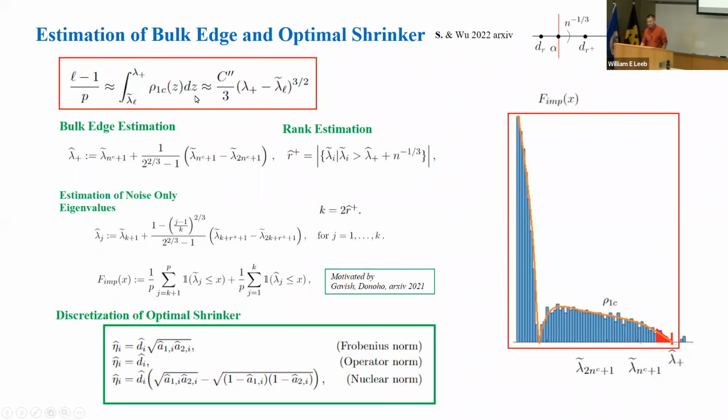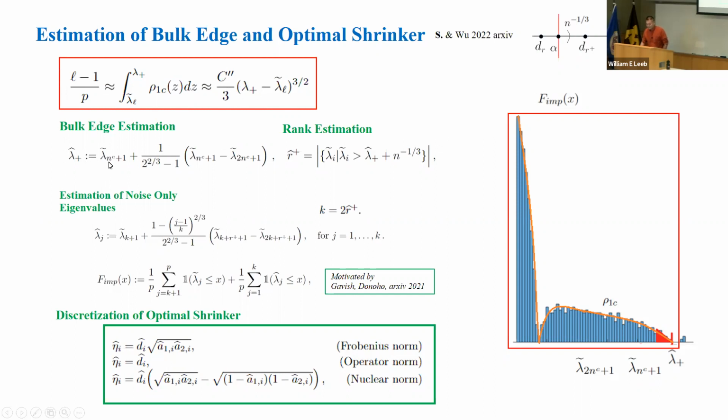Because of the square root behavior, the integral of the square root gives a behavior of power 3 divided by 2 with some constant. So we have the property that the distance between lambda plus and tilde lambda L is approximated by this L minus 1 divided by p. If we take another value, say L prime, then we have another similar equation with the same constant C double prime. So we can apply this idea to give an estimator of lambda plus, the bulk edge.